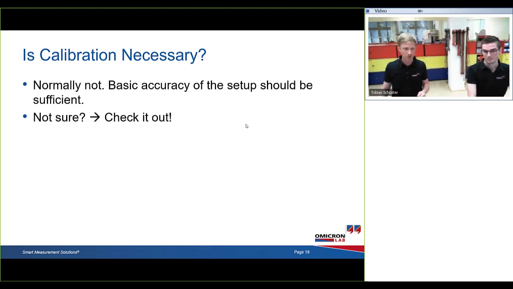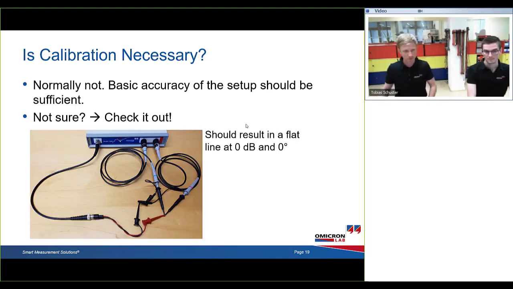If you're not sure, then simply check it out. Connect the output signal to both probes. So both probes are connected to the same signal, and then the result should be a 0 dB and 0 degree flat line over the entire frequency range, because there is no difference in the two signals that are picked up by channel 1 and channel 2.